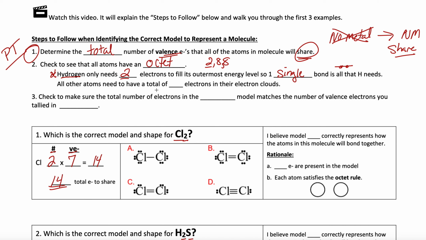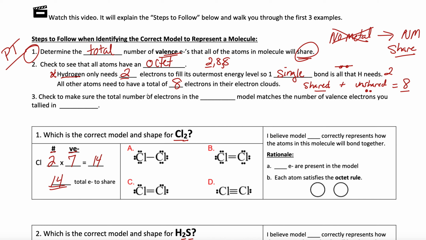But all the other atoms need to have a total of 8. And remember, we talked about shared and unshared. So when you add up all the shared plus all the unshared, which you should be good at by now, you should always get 8, unless you're hydrogen, and then you only need 2. But everybody else needs 8, and you get that by adding all the shared and unshared. The shared are always going to be lines. The unshared are always going to be pairs of dots.